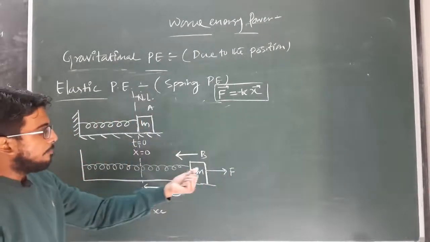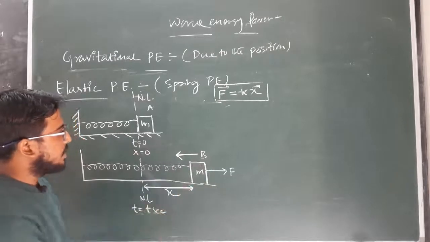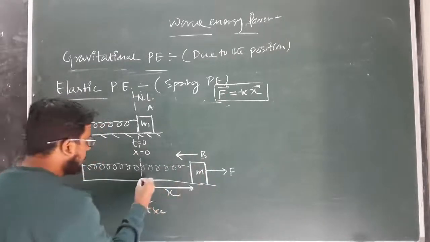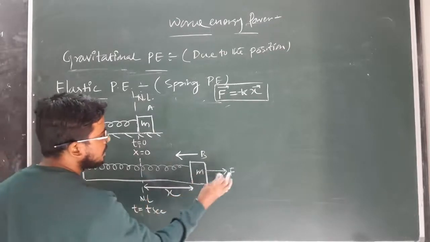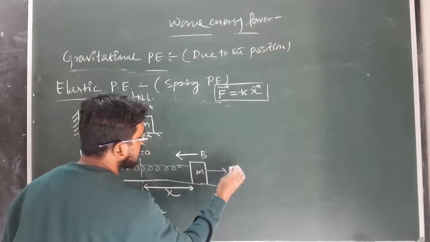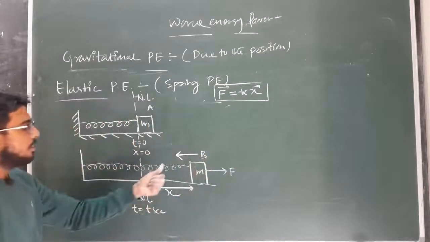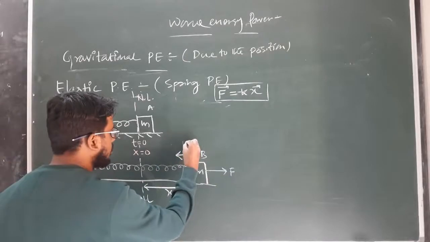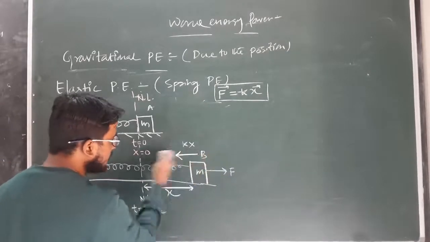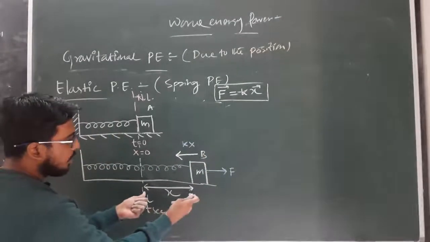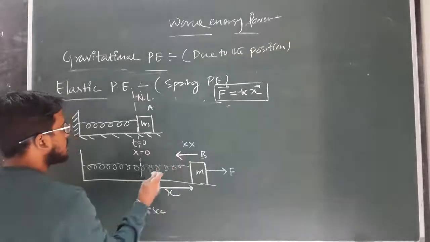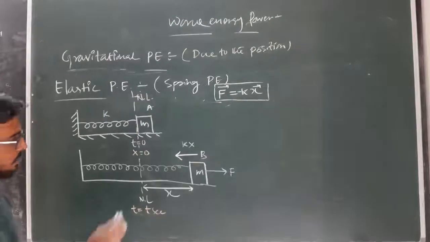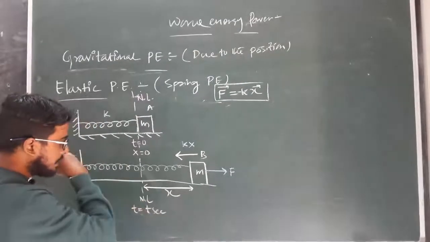So we are applying the applied force in such a way that the block is moving with zero acceleration. That means if the block is moving from point A to point B with zero acceleration, then the applied force must be equal to the value of restoring force at this point. Here the restoring force will be equal to how much? Kx. X is the displacement or elongation and k is the spring constant of this given spring. Clear?